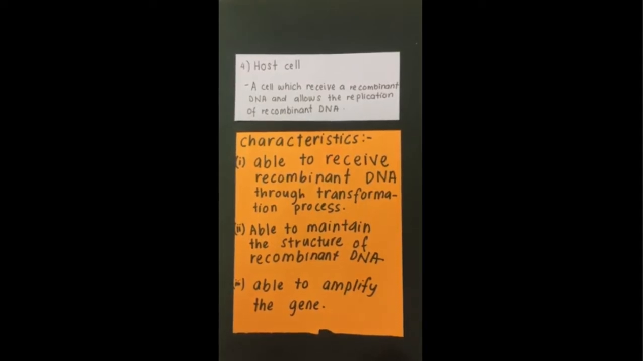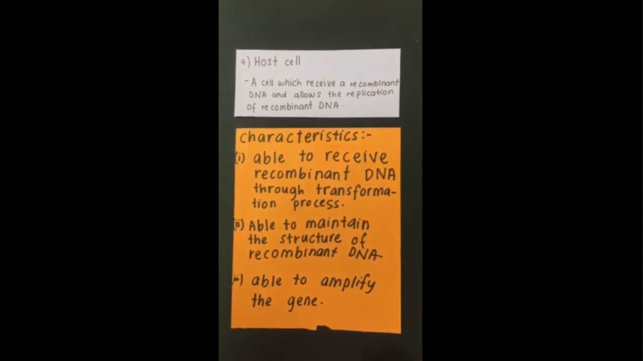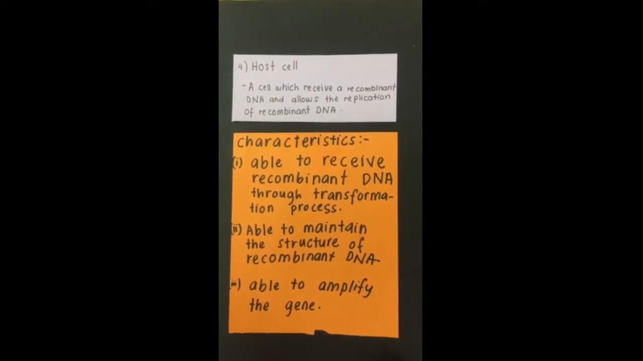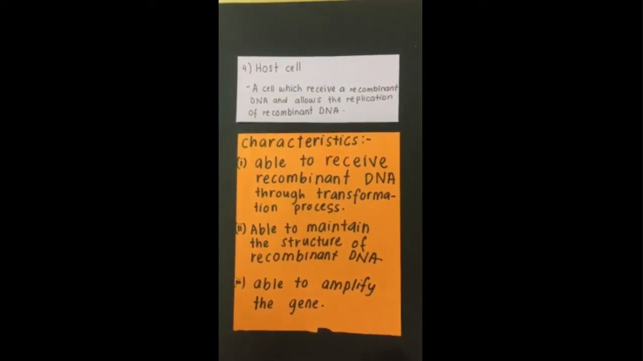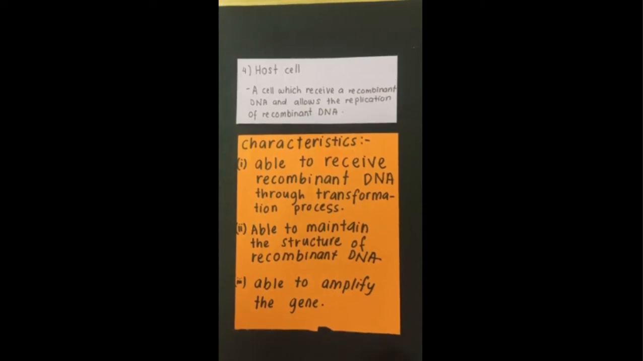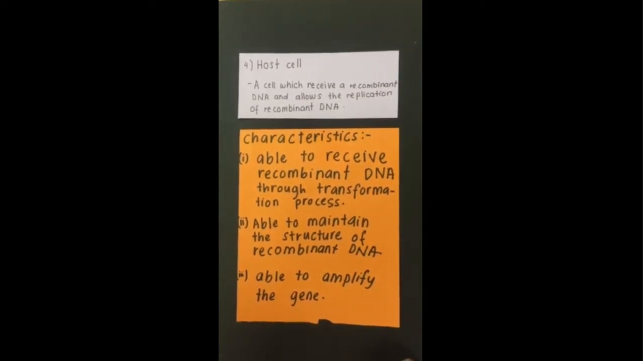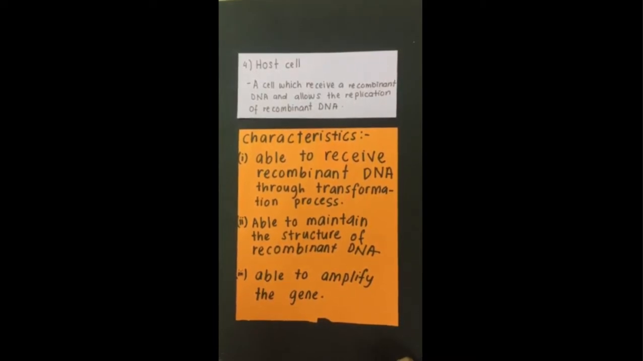A host cell is a cell which receives a recombinant DNA and allows the replication of recombinant DNA. The characteristics of a host cell are: the first one is able to receive recombinant DNA through the transformation process. Number 2, it is able to maintain the structure of recombinant DNA. Number 3, it is able to amplify the gene.